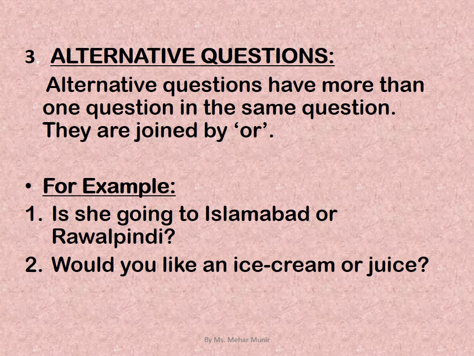For example, is she going to Islamabad or Rawalpindi? Again, there are two options, Islamabad and Rawalpindi. When I am giving you two choices in the same question, that means I am giving you an alternative and I am asking an alternative question. Is she going to Islamabad or Rawalpindi? Example number 2. Would you like an ice cream or juice? There are again two options in the same question, ice cream or juice. That means they are alternative questions. You are provided with two choices in the same question.